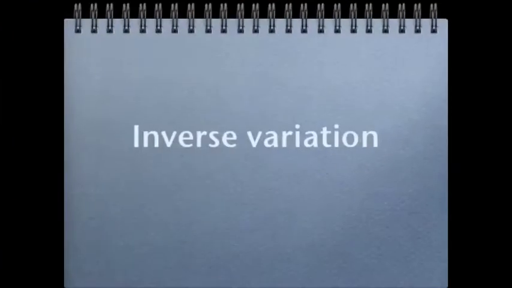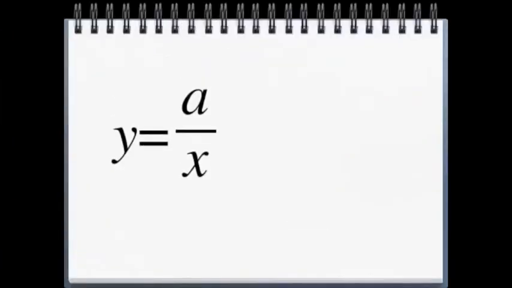I don't get how to model inverse and joint variations. I can help you with that. It's variation. Y is equal to A over X, where A is not equal to 0.